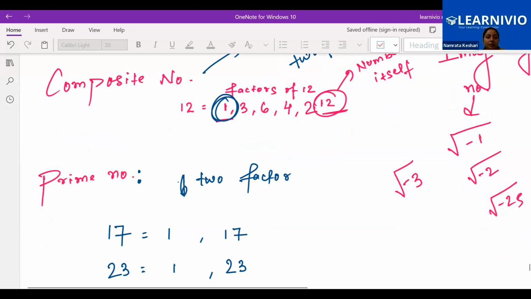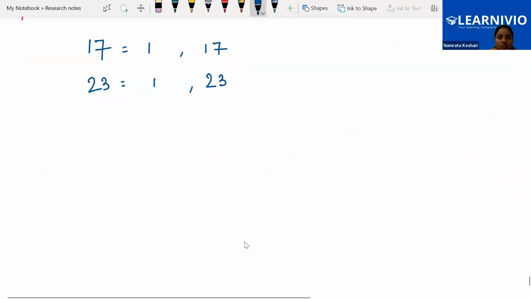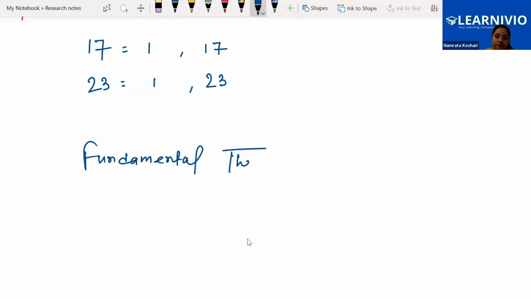Composite numbers and prime numbers we have already discussed over here. Now there is a theorem which is called the fundamental theorem of arithmetic. Fundamental theorem of arithmetic. Let me write the theorem over here as it is, the way it is given in your book. As it is, I am just going to copy the theorem over here.